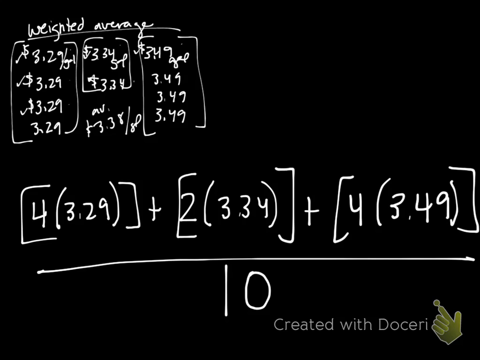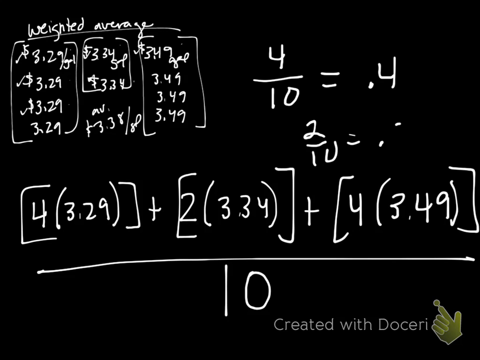What's 4 divided by 10? 40%. It's 0.4. What's 2 divided by 10? It's 0.2. It's also how you express a percentage as a decimal. So, is it fair to say, is it true to say, that 40% of the gas stations we looked at had a price of $3.29? 20% of the gas stations we looked at had a price of $3.34. And 40% of the gas stations we looked at had a price of $3.49. Interesting.